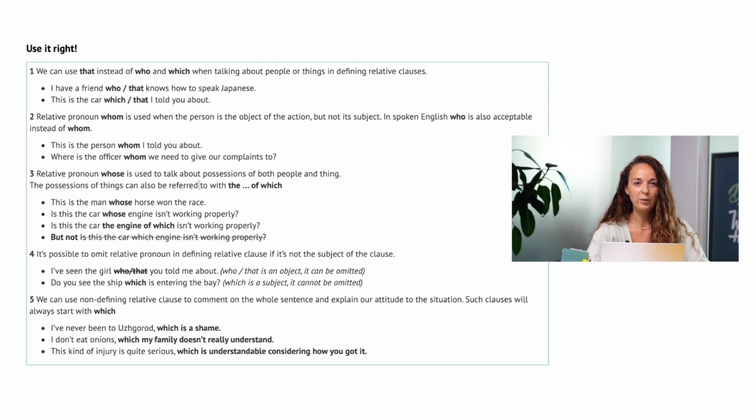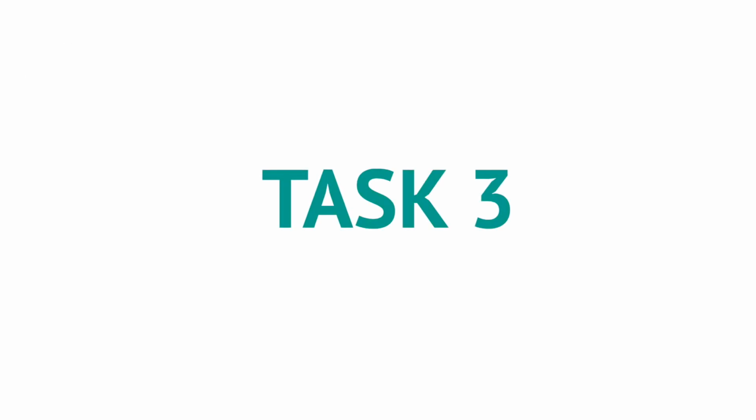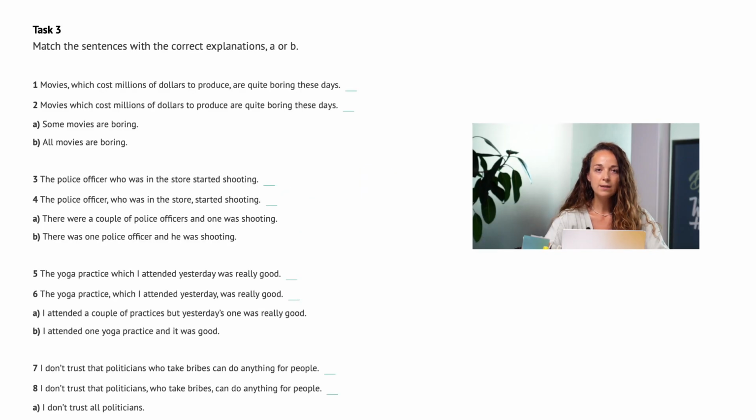Now let's practice a bit more. Check out task 3 with me. In this task, we'll try to figure out the meaning of defining and non-defining relative clauses. You can see identical pairs of sentences. Well, almost. One of them has got a defining and the other one a non-defining relative clause. Match the sentences with their meanings, A or B. You have 5 minutes for this task. Once you're done, press check.